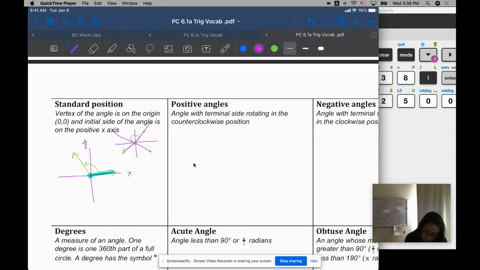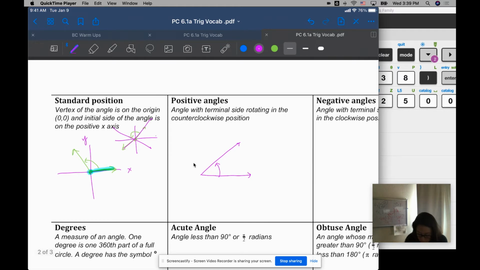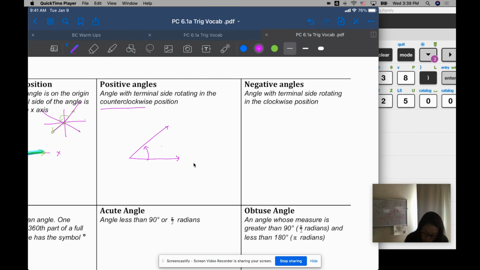Okay, positive angles open, so the terminal side swings in the counterclockwise direction. Okay, so counterclockwise goes this way. Okay, negative angles, they swing in the clockwise direction, so this way.